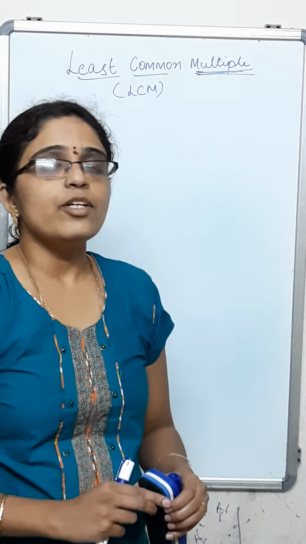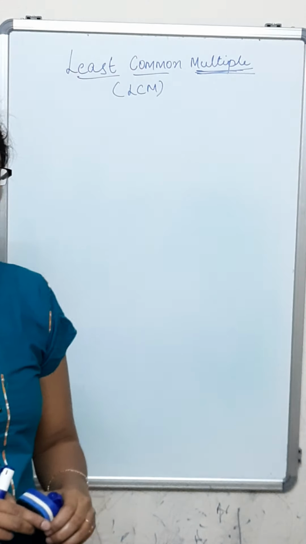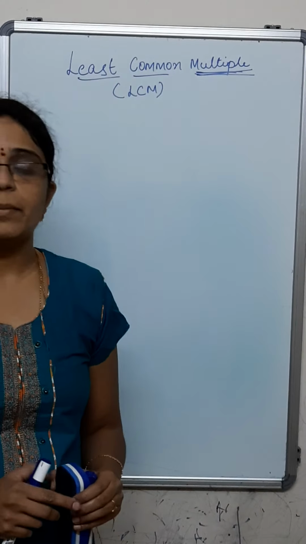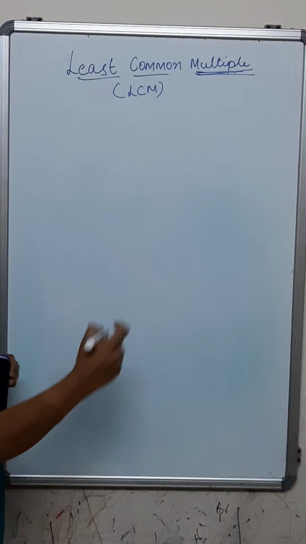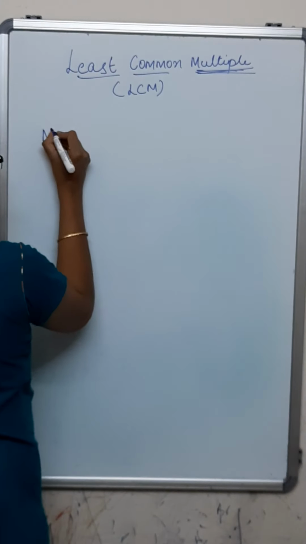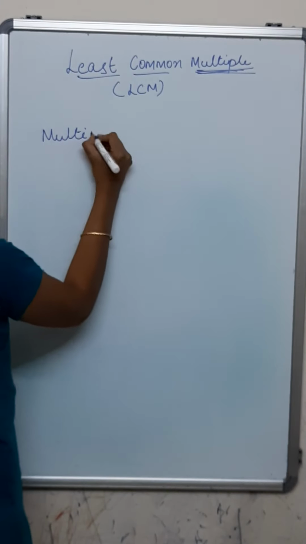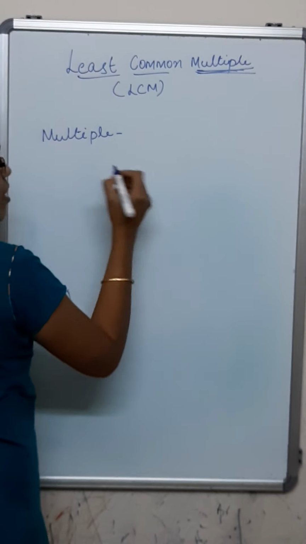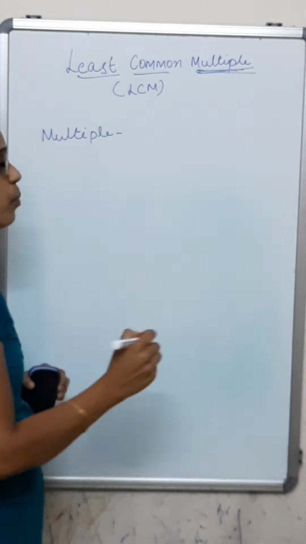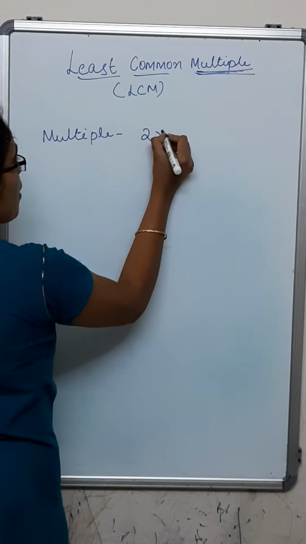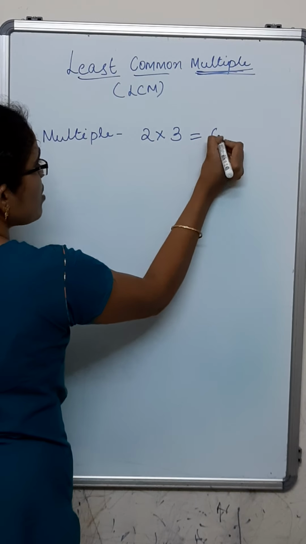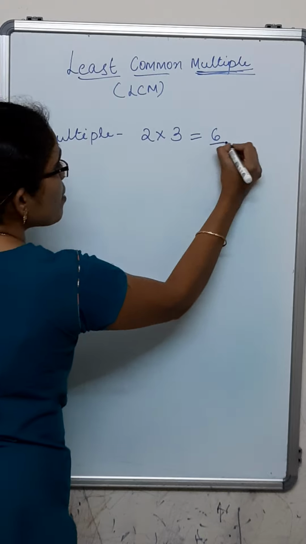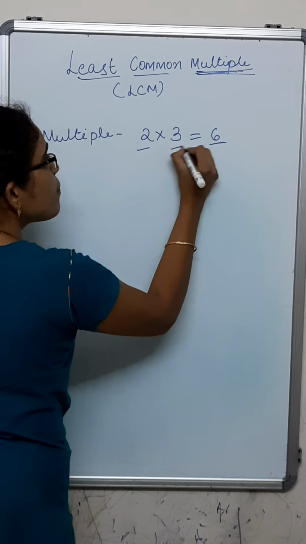Hello students, today let us try to understand the concept of least common multiple in mathematics. So before we proceed and understand the least common multiple, let us understand what is the meaning of a multiple. A multiple is the number which is obtained when you multiply a number with another. For example, if you multiply 2 and 3, you get the product of 6. So 6 is a multiple of 2 as well as 3.